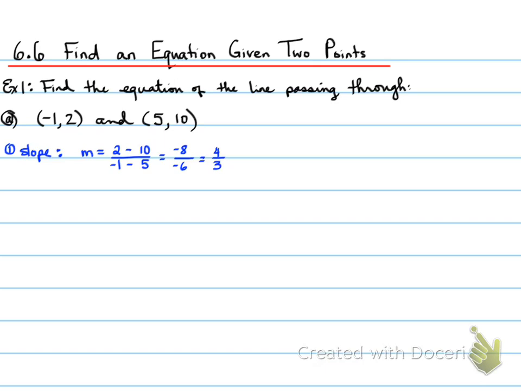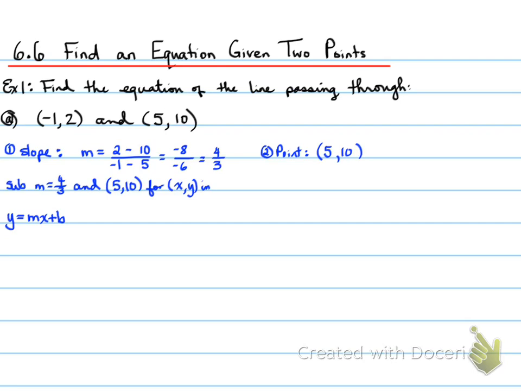So we found the slope now. Next part is we need to use one of these points to find the y-intercept. So we're using the point 5, 10. We could have used the point -1, 2 as well to get our answer. We have the slope 4 over 3 and the point 5, 10. We're going to sub the slope, m equals 4 over 3, and we're going to sub the point 5, 10 for x, y. We're going to sub it into y equals mx plus b.